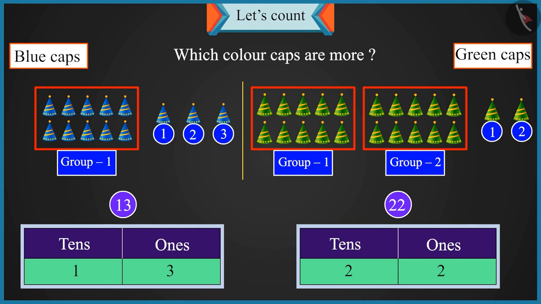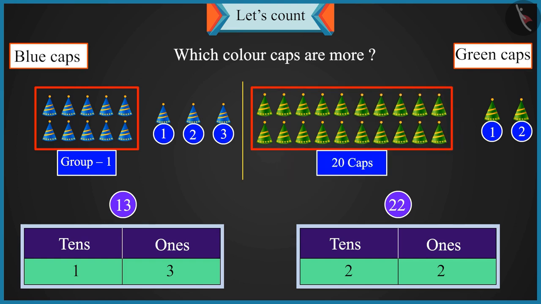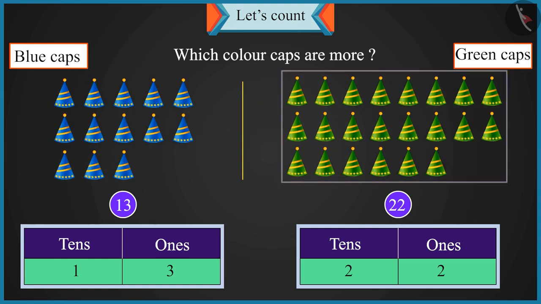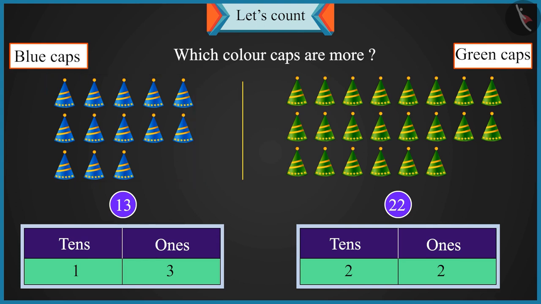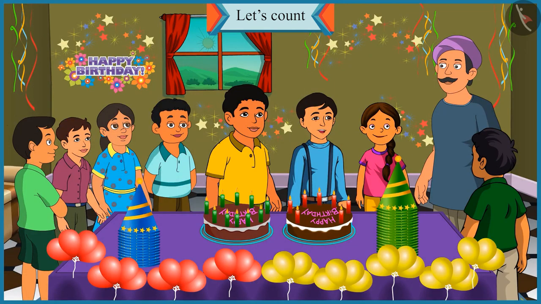Now tell me, will there be more caps in 2 groups of 10 or in 1 group of 10? Yes, Uncle. 2 groups of 10 means 20 caps will be more than 10 caps. So, 22 caps are more than 13 caps. Absolutely right, Chotu. That is why we do not see 1s but 10s while comparing 2 numbers. Number 22 is bigger because there are 2 tens in it and there is only 1 ten in 13. I understood, Uncle. Well done, Chotu.